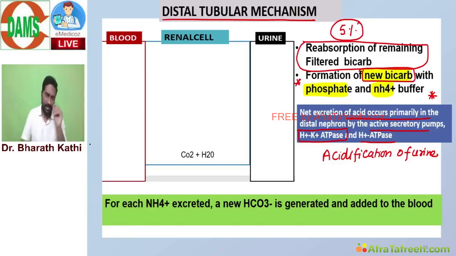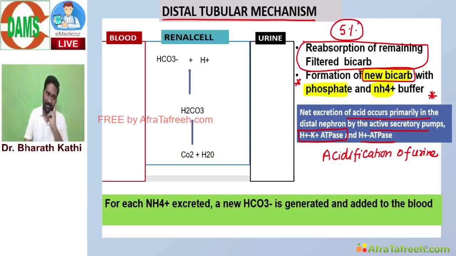Now suppose there is CO2 plus H2O. The CO2 can either come from the blood or from the urine. It can diffuse into the cell, giving rise to H2CO3, that ultimately gives rise to H plus and HCO3 minus.